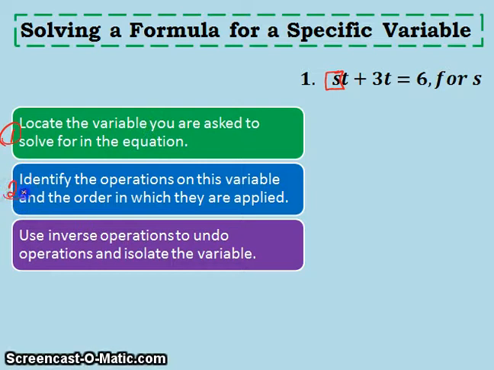Step two, identify the operations on this variable and the order in which they are applied. So my s is being multiplied by t, right here, and then we're also adding 3t to it. And step three, we're going to use the inverse operations to undo these operations and isolate the variable. So in order to undo this and to get st by itself, we need to first subtract 3t from both sides. So then we are left with st equals 6 minus 3t.